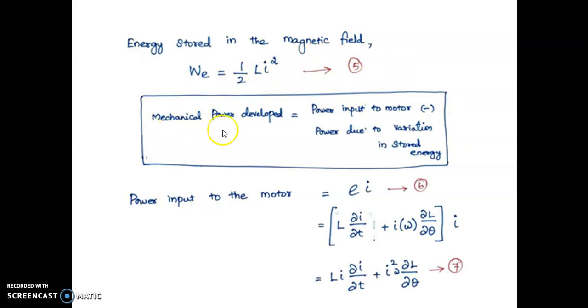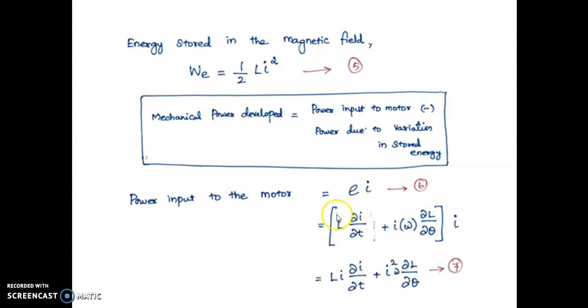So the mechanical power developed is equivalent to the power input to the motor minus the power due to variation in the stored energy. Now let us calculate the power input to the motor first. The power input is nothing but the product of voltage and the current, so it is equivalent to E into I, which is nothing but equation number 6.